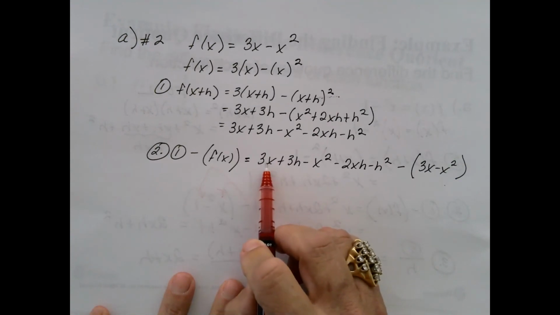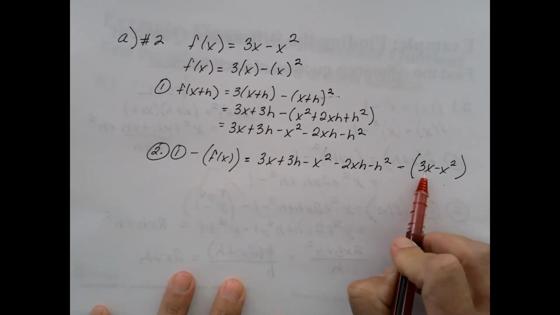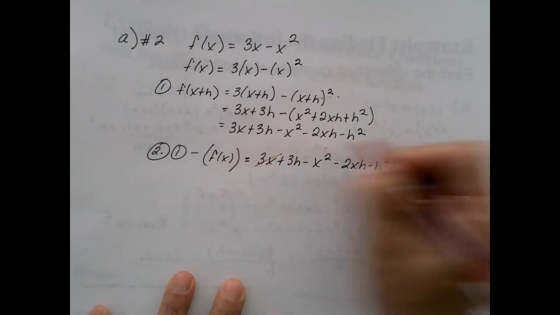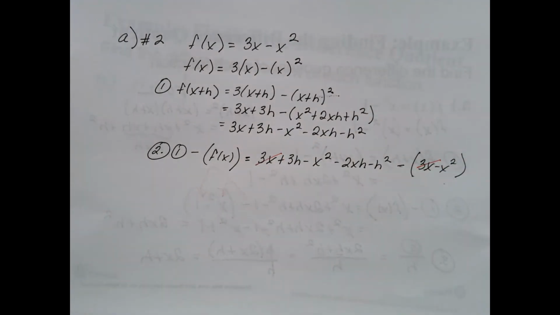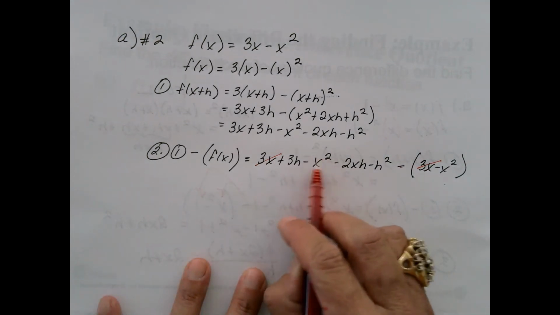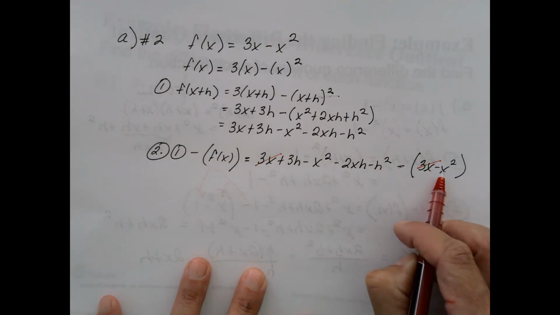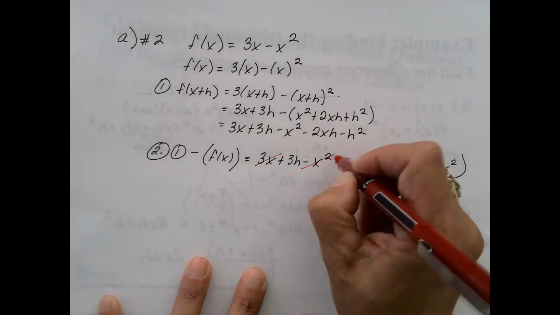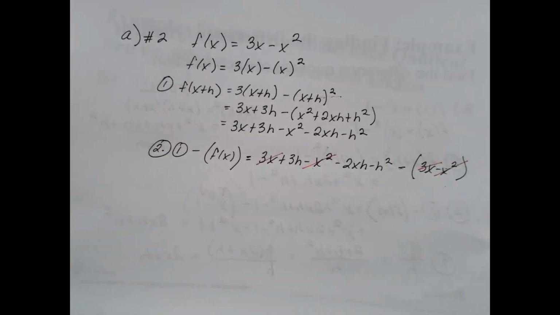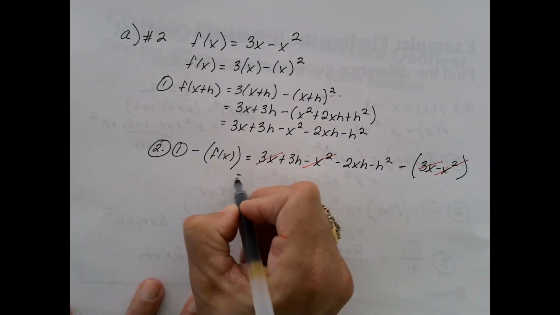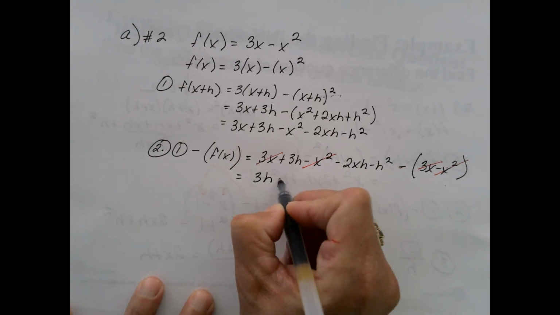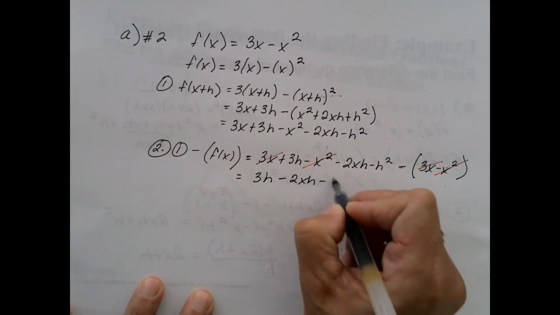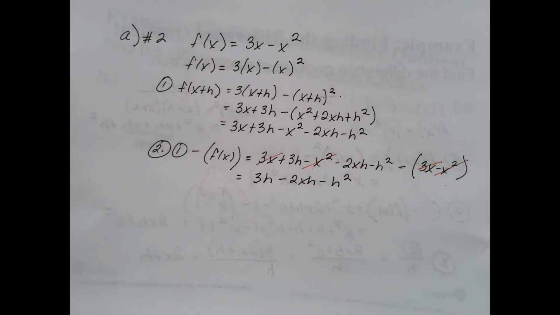I have a 3x. I'm subtracting from it a 3x. So that 3x and that 3x add to 0 because of the negative out front. I have a negative x squared here, and I'm subtracting a negative x squared. So negative x squared minus itself, those will add to 0, so those are also gone. So I get 3h minus 2xh minus h squared. That's step number 2.